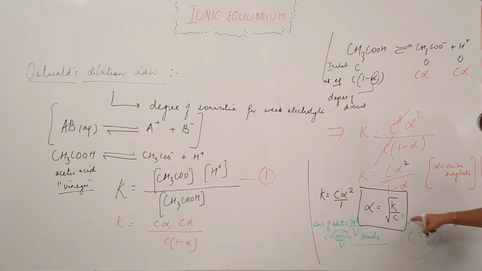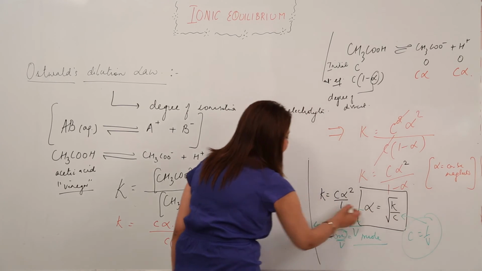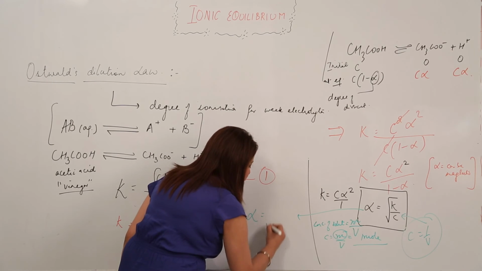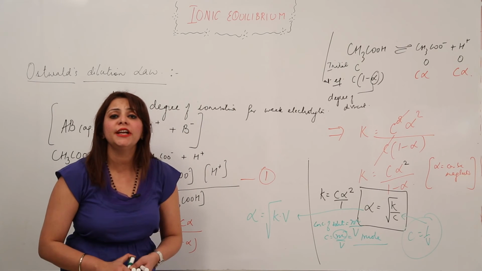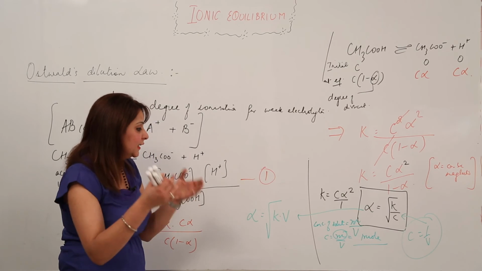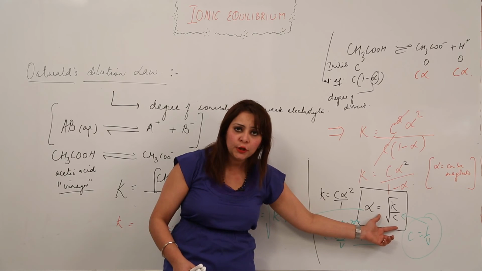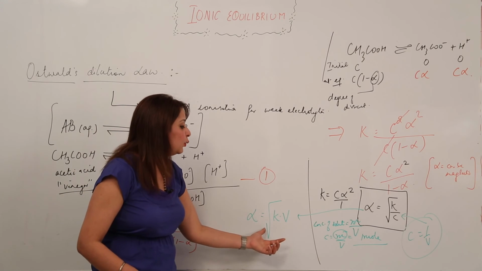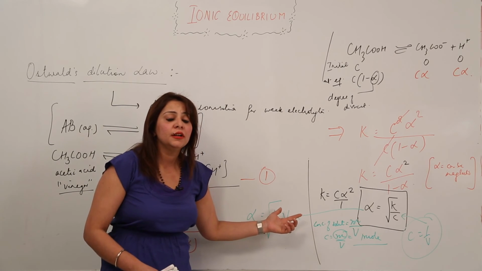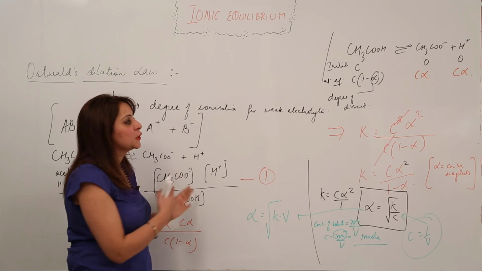So I can just put the value of C in this case. If I put this value, 1 upon V, for C into this equation, what do I get? I will get alpha is equal to root K into V. So this is the second statement of the Ostwald dilution law in terms of volume, right? This law states that the degree of dissociation is inversely proportional to the concentration of solute, or it can be defined as the degree of dissociation is directly proportional to the square root of the volume of 1 mole of solute present in a solution, right? So either way you can explain the Ostwald dilution law.